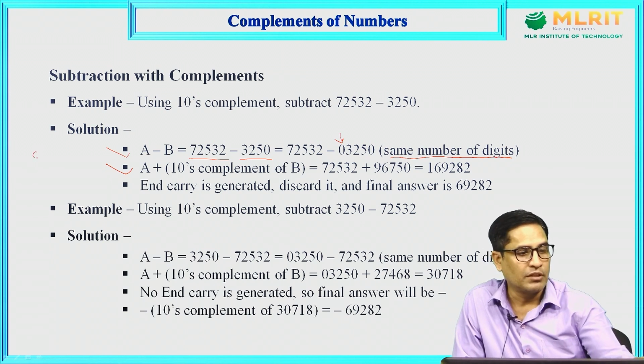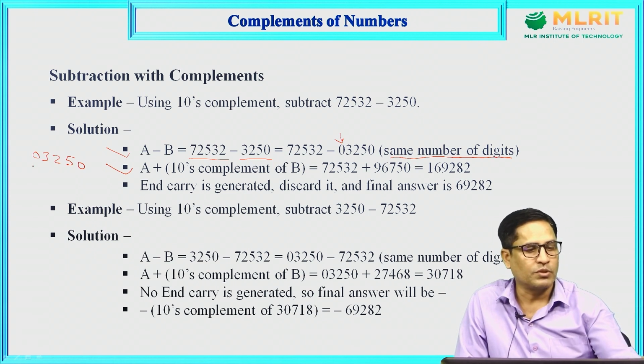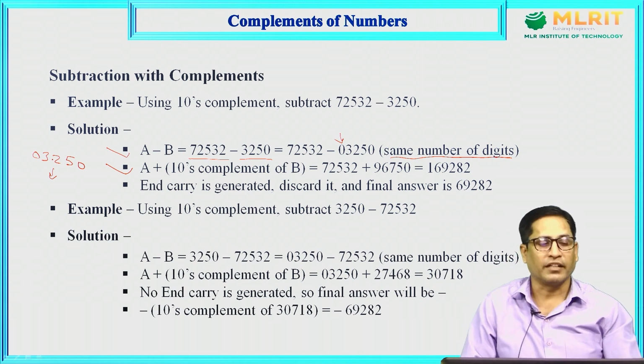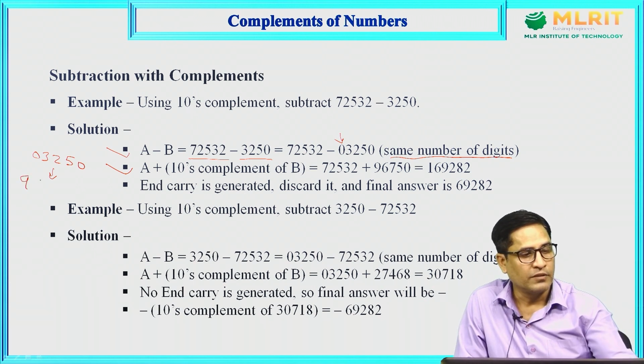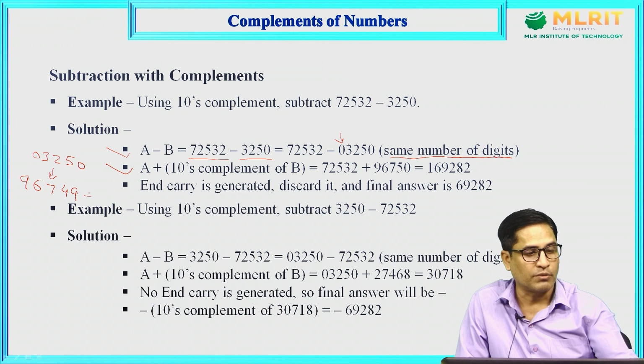So the number is 03250, and we have to take the 10's complement of this number and then add it to A. To get the 10's complement, first I will take the 9's complement. 9's complement means each digit must be subtracted from 9. So we will get 9, 6, 7, 4, 9, and this is the 9's complement, please note that. Then we add 1 to get the 10's complement.